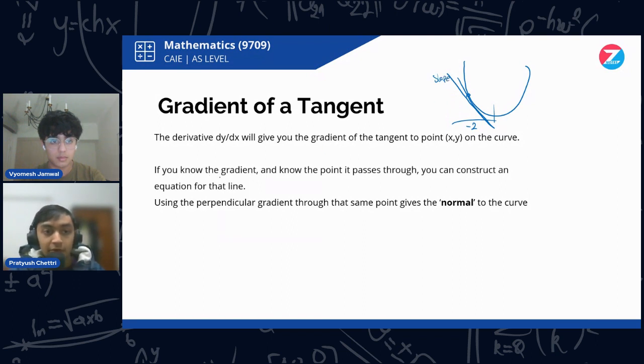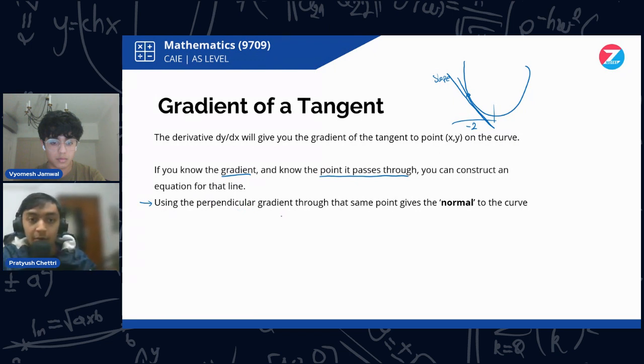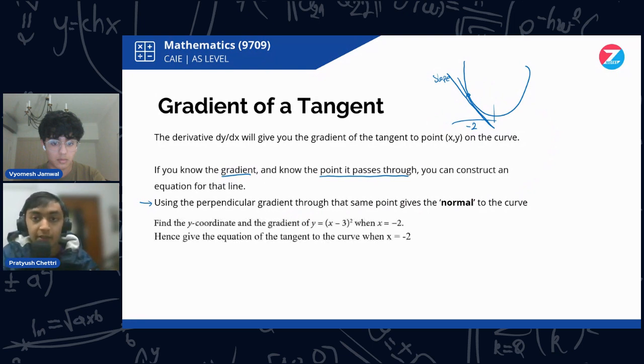So if you know the gradient, which is the derivative, and you know the point it passes through, which is just the x value and the y value coordinates, you can make an equation using our chapter 3 knowledge of coordinate geometry. Here's a little extension thing. Sometimes questions will ask you to find a perpendicular or normal to the curve, which is just perpendicular to the tangent at that point, 90 degrees. But let's not get into that right now. It's a bit confusing. Let's just do this question.